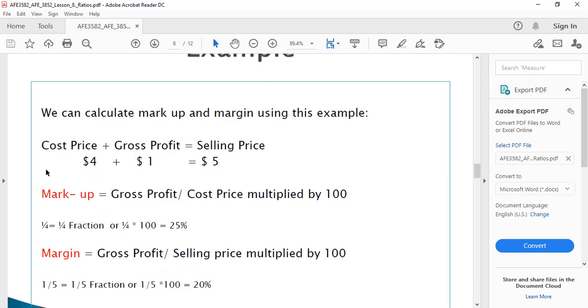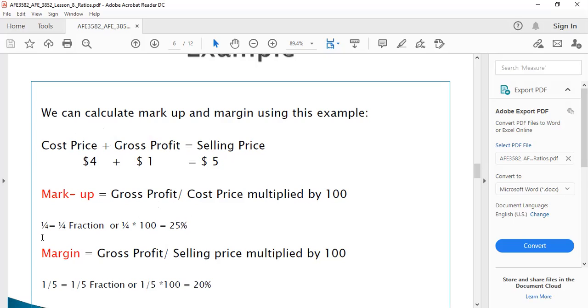So if you're asked now to calculate your markup, then obviously you know it's gross profit divided by cost of sales or cost price. Then you multiply by 100 because they are percentages. Percentages are always out of 100. That's why you have to multiply with 100. So how much is our gross profit? It's $1. You divide it by your cost of sales, which is $4. Then you multiply with 100, then you get 25%.